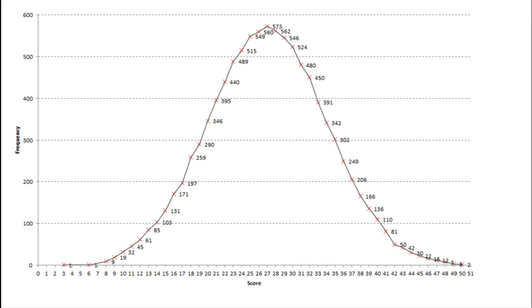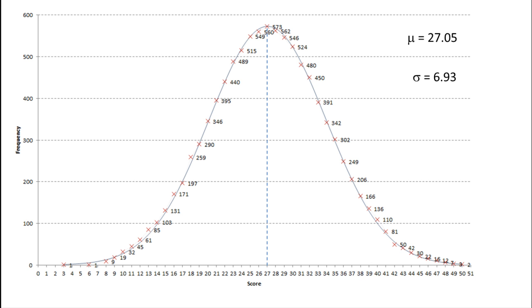We can also plot it like this. If we calculate the mean or expected value for these data, we get 27.0515. If we calculate a measure of how spread out the data is, what we call the standard deviation, we get 6.9323. I'll talk a bit more about the standard deviation later. This maps onto a well understood statistical function called the normal distribution. That's this nice smooth function in red.